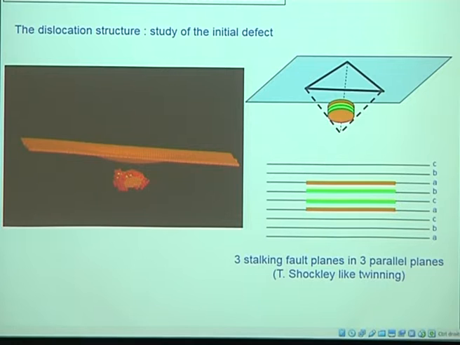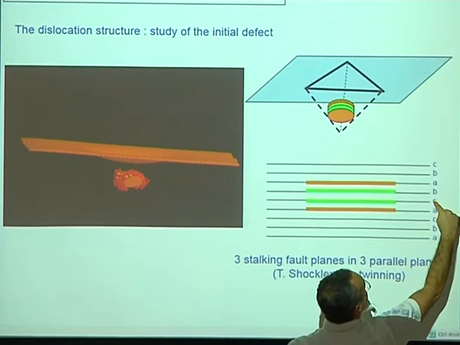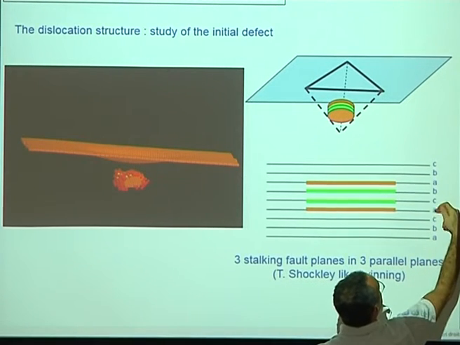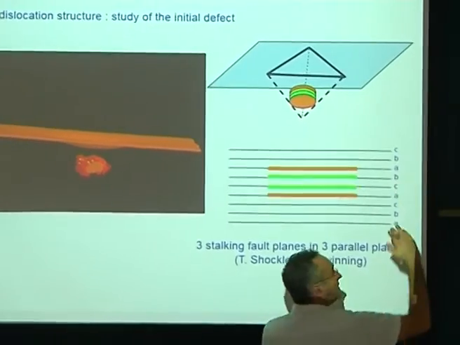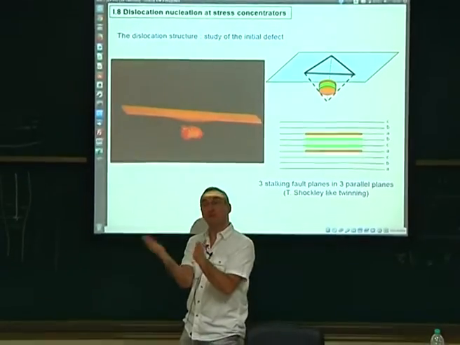So this is what we call a triple Shockley partial, and this is typically a small twin. If I go further, you see here you have BC, AC. This is symmetric. You see, ACB, ACB. Here you have a symmetry plane. You see this symmetry plane, and this is the beginning of a twin.